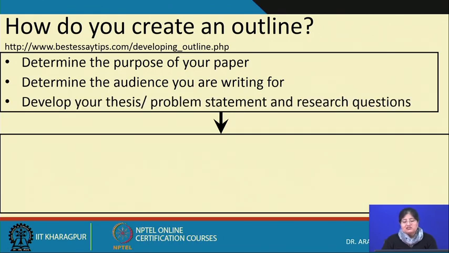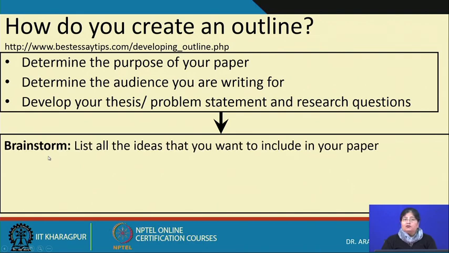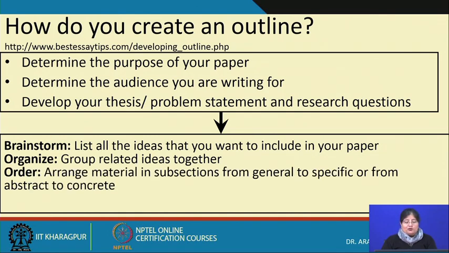Then develop your thesis or problem statement and research questions. So you develop your idea, you say this is what I want to probe further into, and then you say these are the questions I am going to ask. Now in order to do that, you need to brainstorm. We talked about brainstorming in a previous class. You list all the ideas that you want to include in your paper. Then you organize, you group the related ideas together. Then you arrange the material in subsections from general to specific or from abstract to concrete.